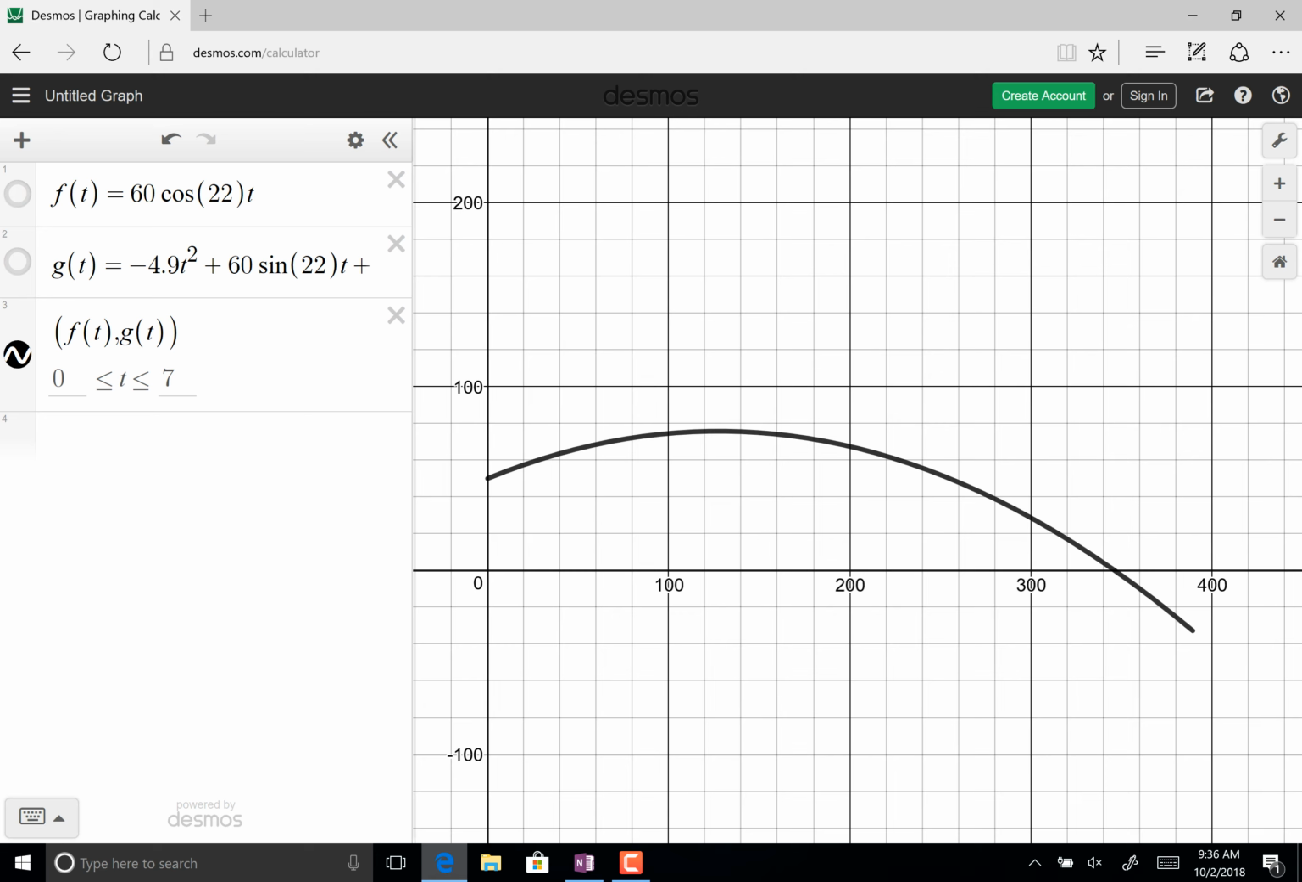So notice here, when I've graphed them, I've, in essence, gotten rid of t. I'm still graphing in terms of t, but what I'm actually graphing is just the x's versus the y's. Okay? So it would be really cool if a person could trace this and find out exactly where it hits the ground. You can't.